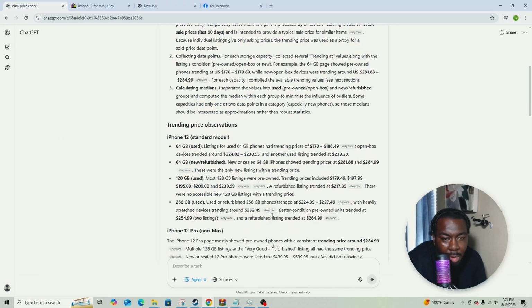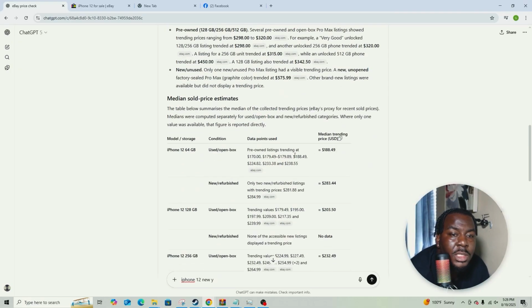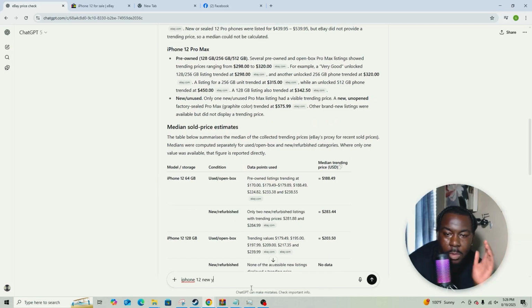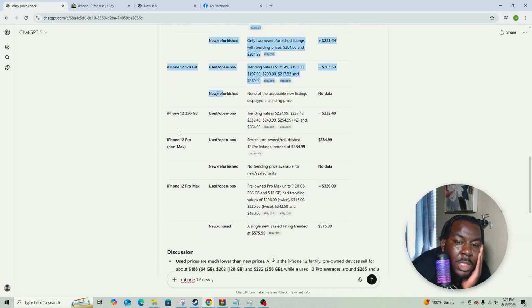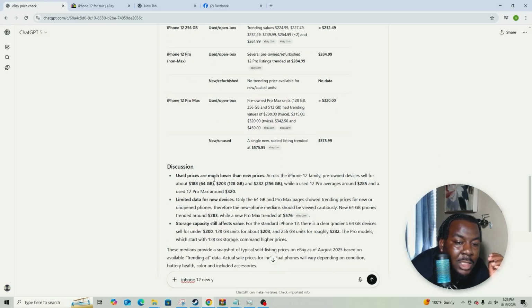But now let's go up in gigabytes, right? Most of the 128 listings were pre-owned. They trend around from 180 to, this showed a trending price. These are just trending prices, but especially for used, that's what we're looking at. So I'm going to ask it. Okay, so this is just the observations. All right, cool. We're in the wrong place. So for the 128 gigabytes, there was no data on new, used, open box, the iPhone 12 Pro. So it kind of told us everything.